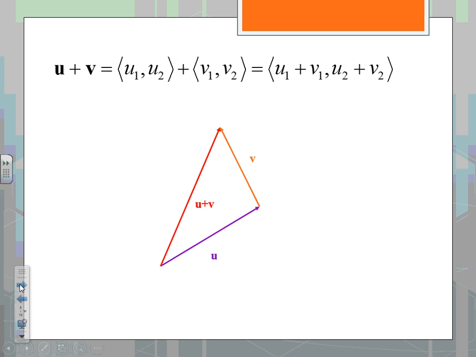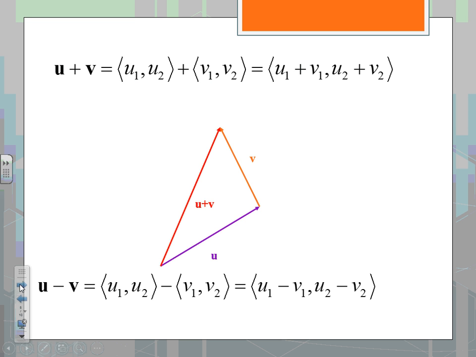If I wanted to take U minus V, what would we do different with V? So V would have to be negative, which means it would go in the opposite direction, right? And yes, we would just simply subtract the components, okay?